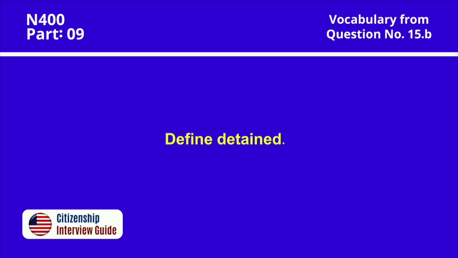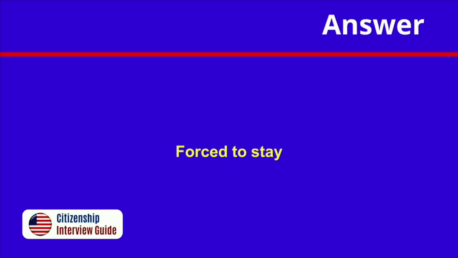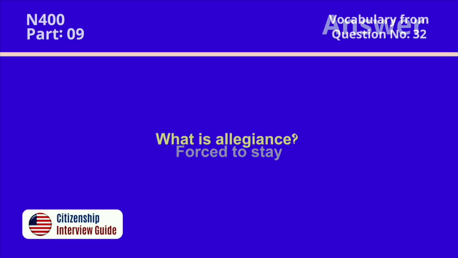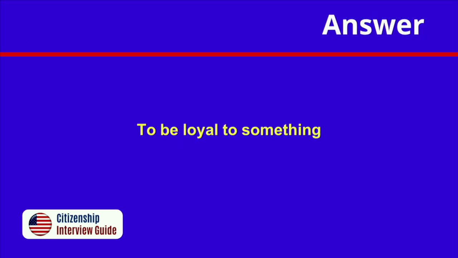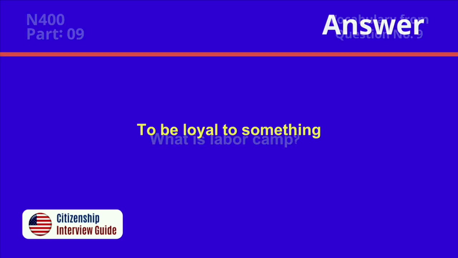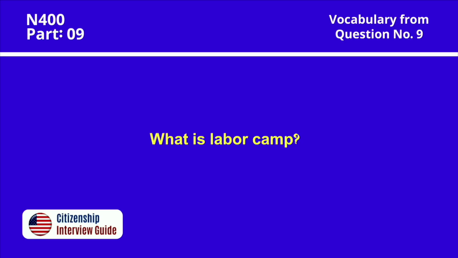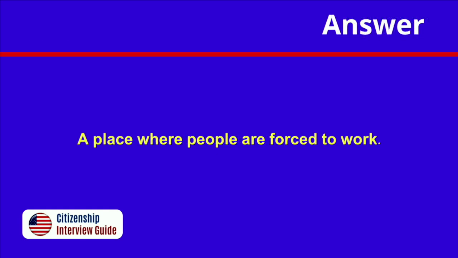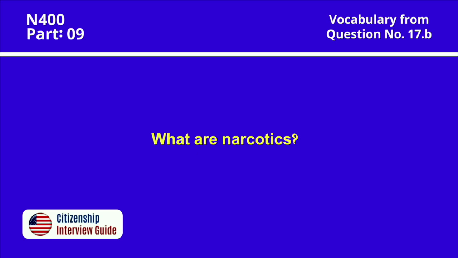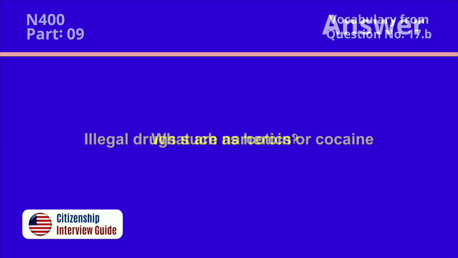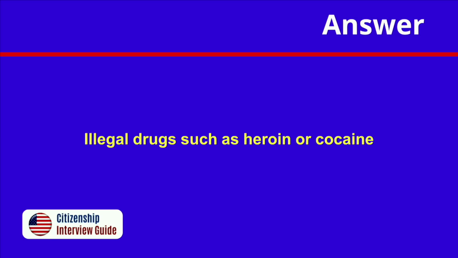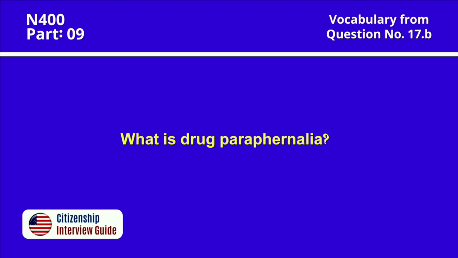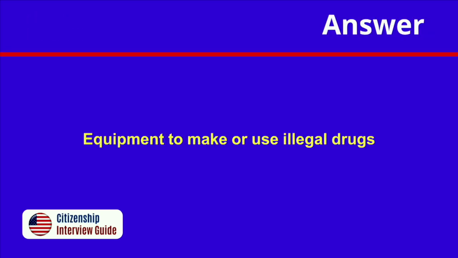Define detained. Forced to stay. What is allegiance? To be loyal to something. What is labor camp? A place where people are forced to work. What are narcotics? Illegal drugs, such as heroin or cocaine. What is drug paraphernalia? Equipment to make or use illegal drugs.